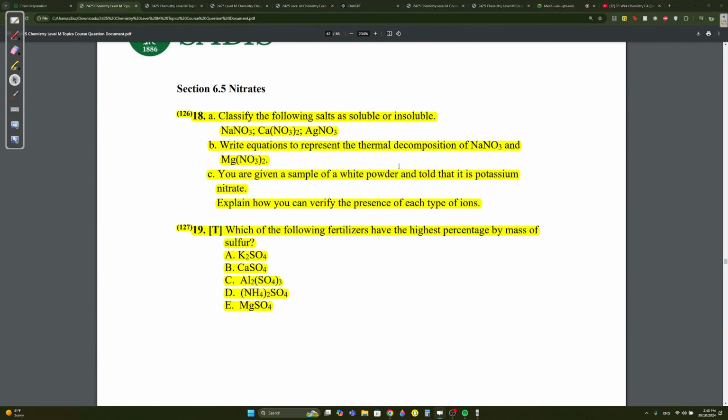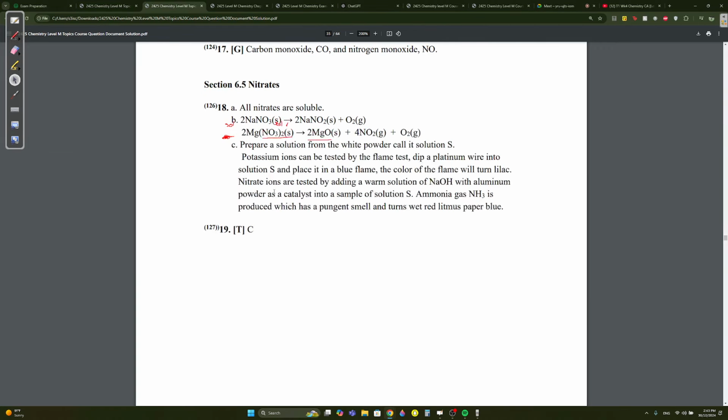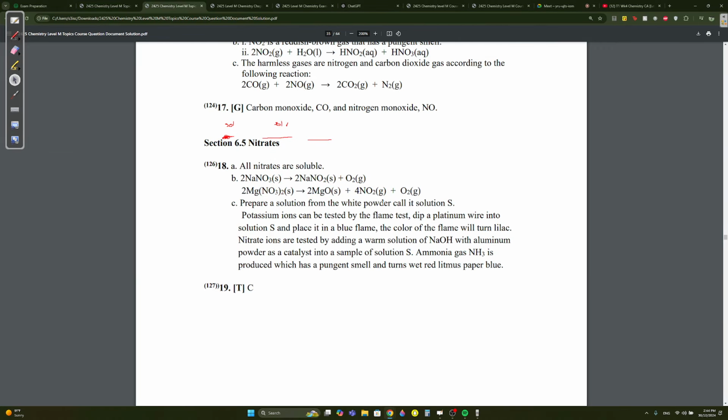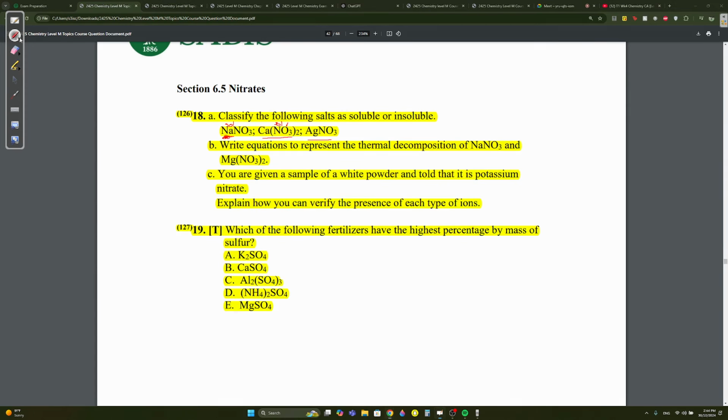Question 18. Classify the following salts as soluble or insoluble. NaNO3, obviously, since it has one of the big 5, it's soluble. CaNO3, since it has NO3, it's soluble. AgNO3, are they all soluble? Yes, all of them are soluble. Because they all have nitrate. NO3 is part of the big 5. The Na is also part of the big 5.